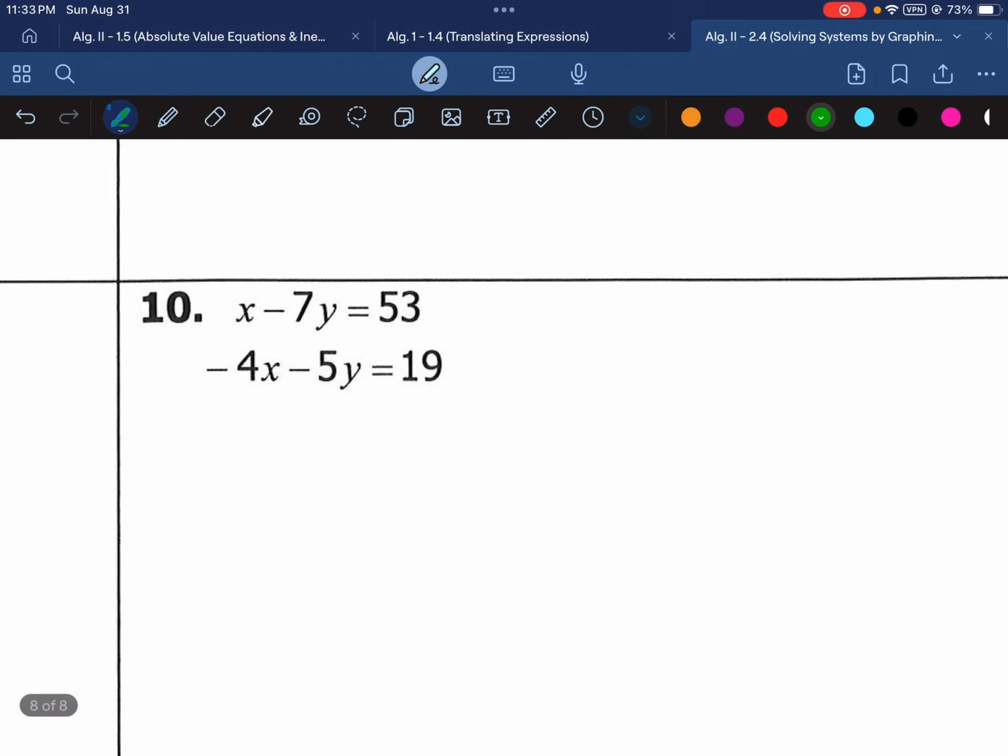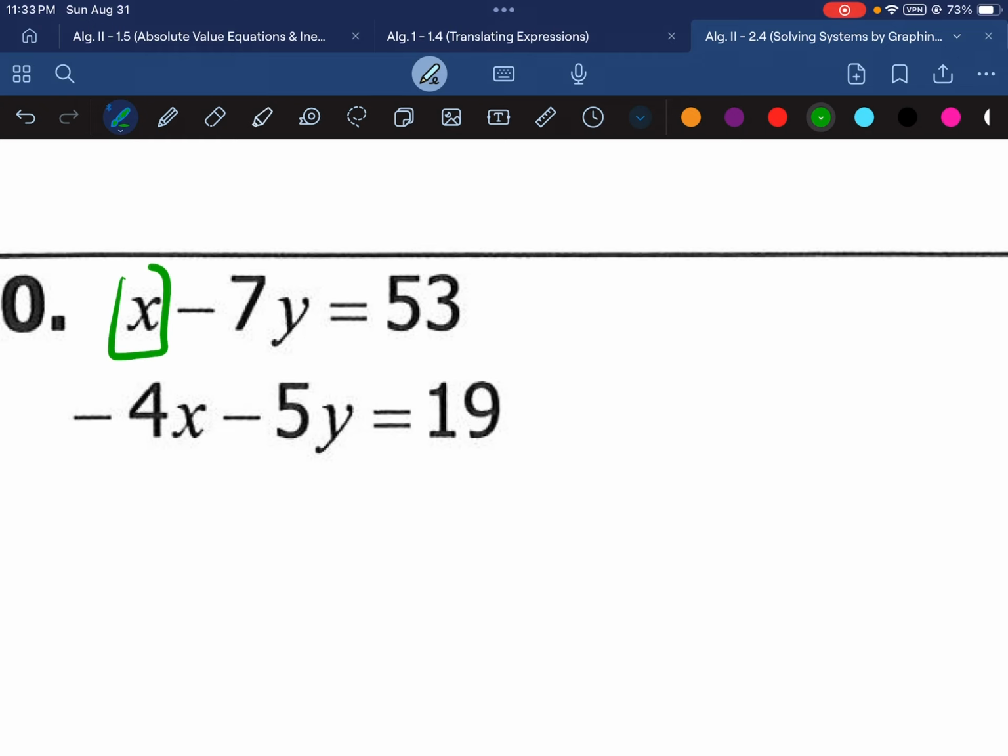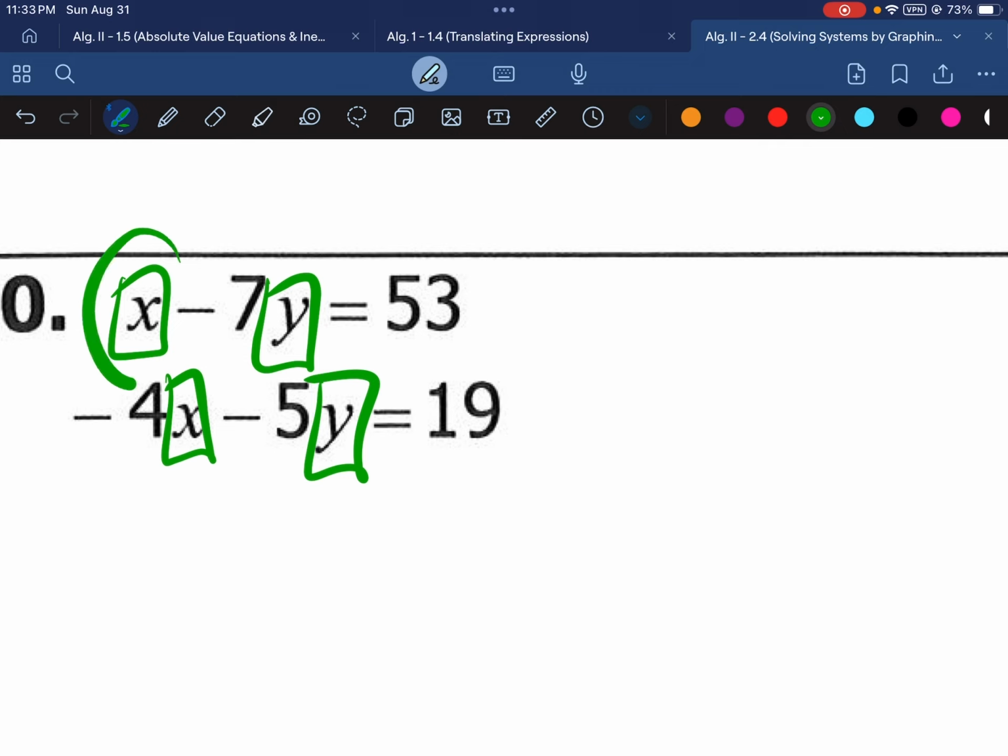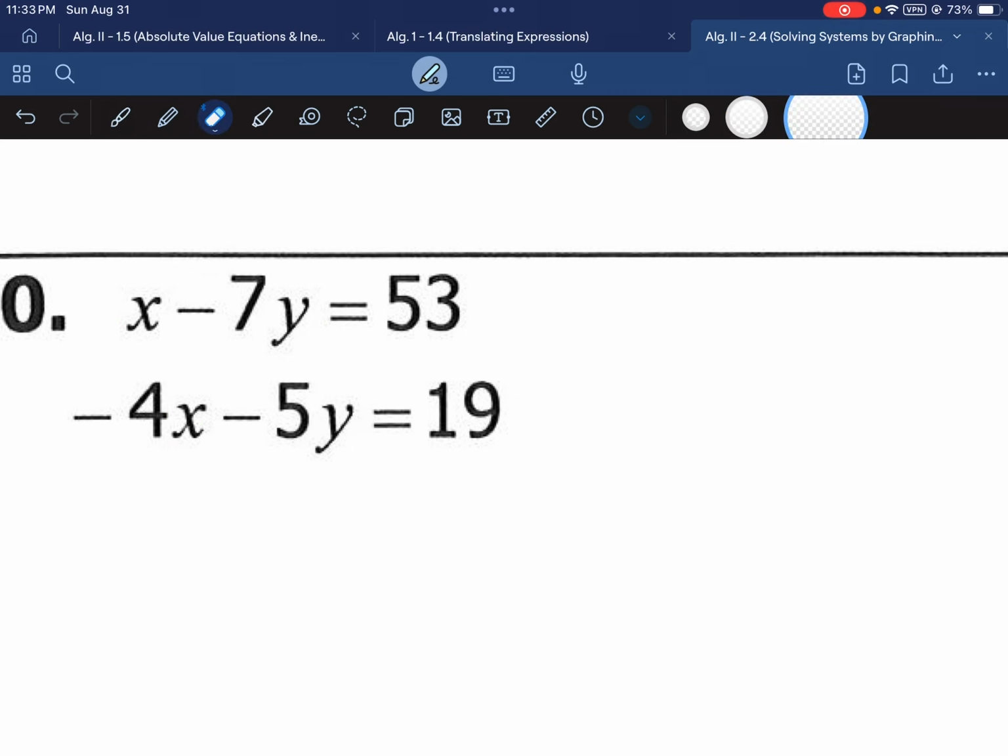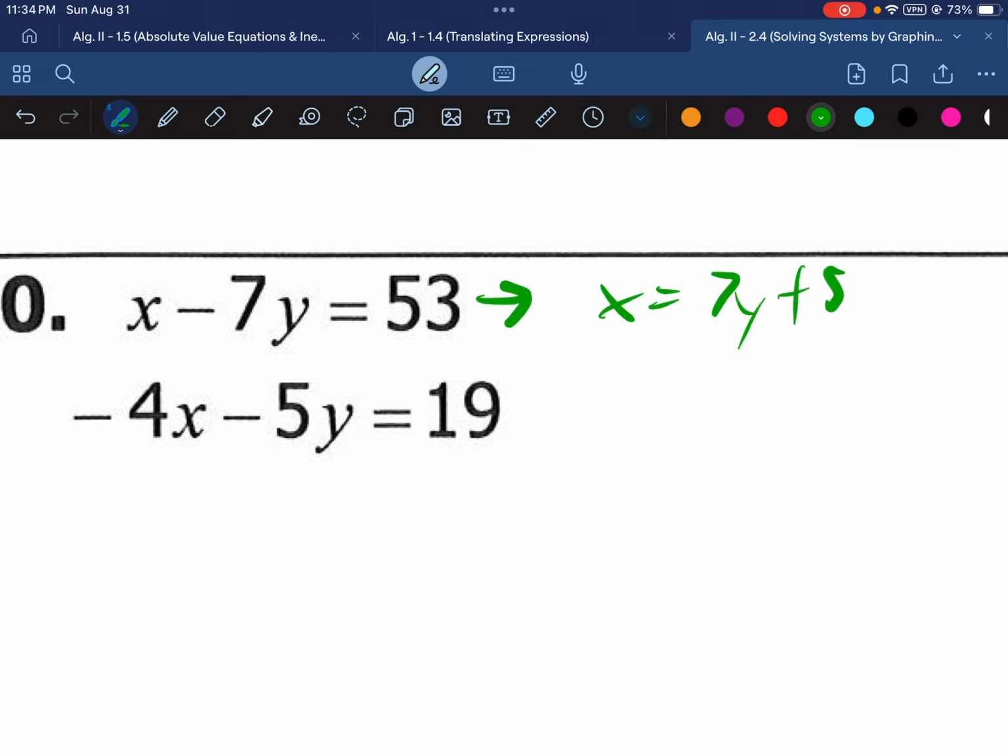On number 10 here, as I look at these four different variables and try to figure out which one I should solve for, I look at this top left x and say, that's the one I want to pick because its coefficient is positive 1, where the others have coefficients that are very much not positive 1 or even negative 1. So I'm going to pick that first x in the first equation, and add 7y to both sides to get x equals 7y plus 53.